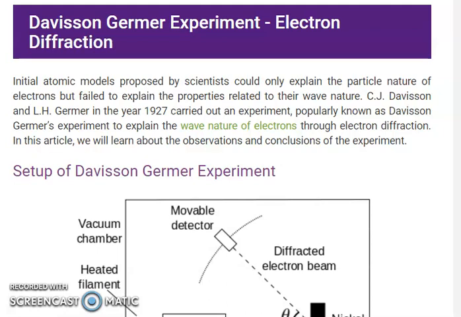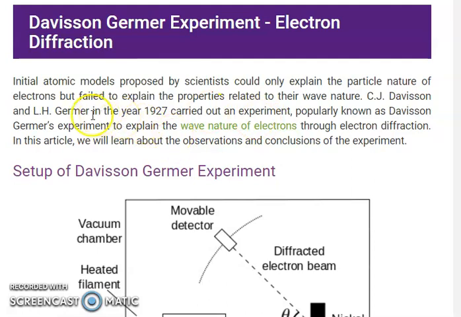Davisson-Germer experiment, electron diffraction. Initial atomic models proposed by scientists could only explain the particle nature of the electrons, but failed to explain the properties related to their wave nature.